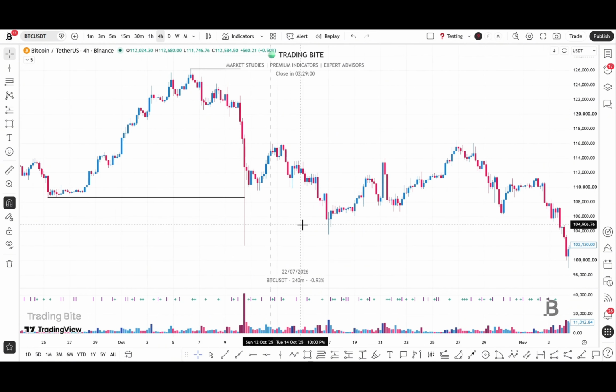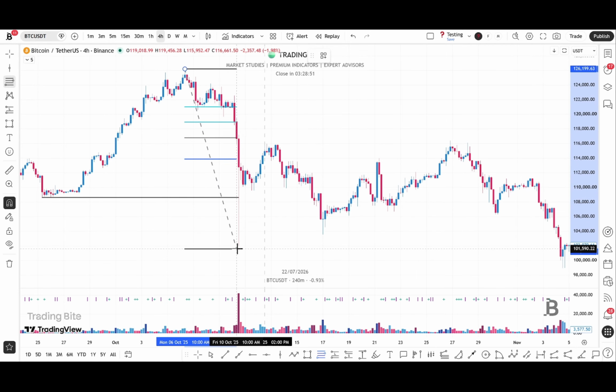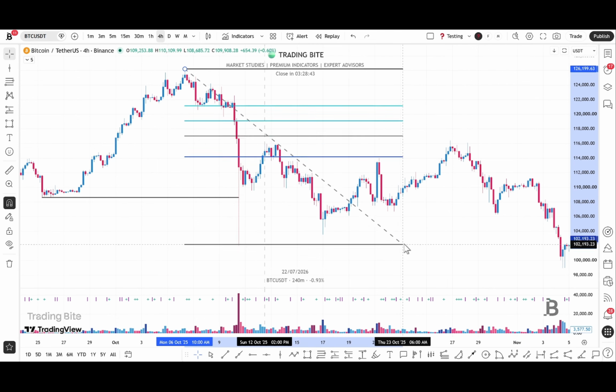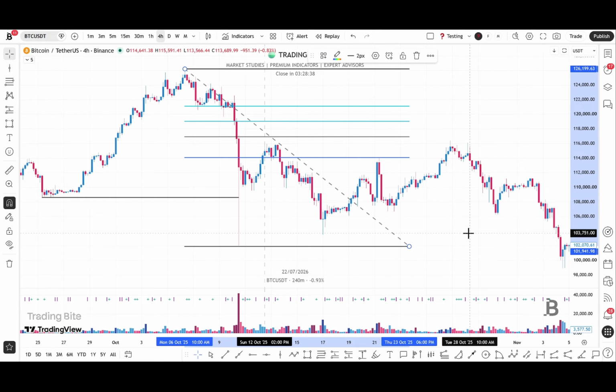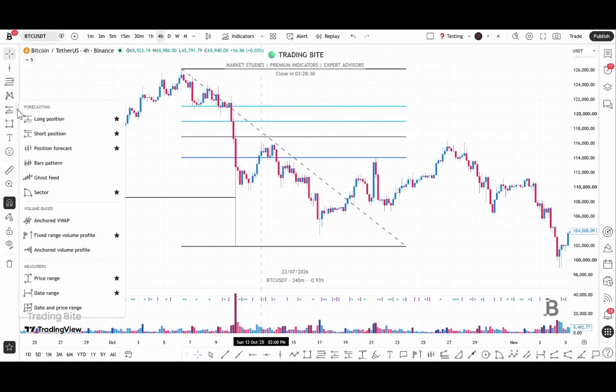Now what I will do is use the fib tool and point from here to here, and I will see which level is coming at what point. You have seen so many videos about where you can find the fib tool and how to use it, but I can give you just an overview of the fib tool. You can go just in the left drawing panel.